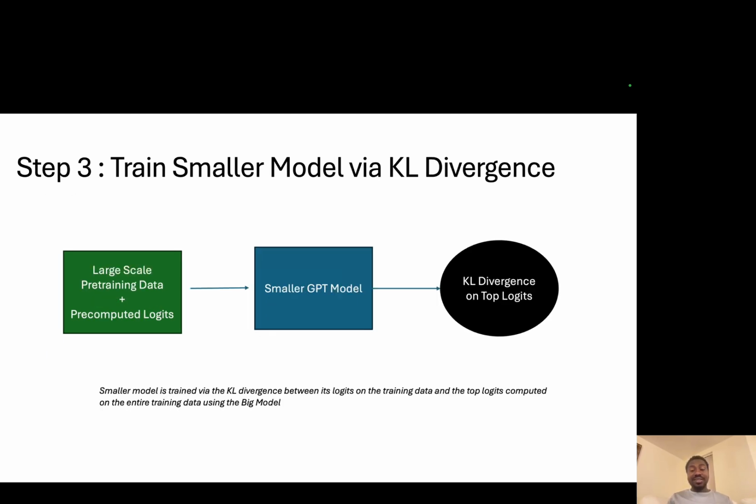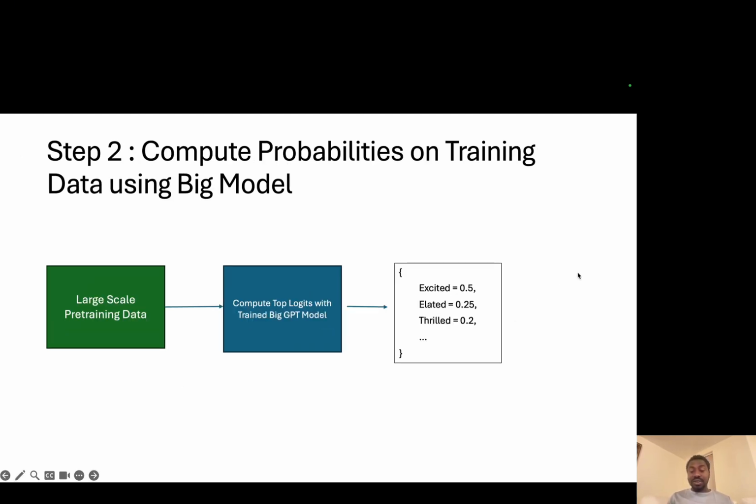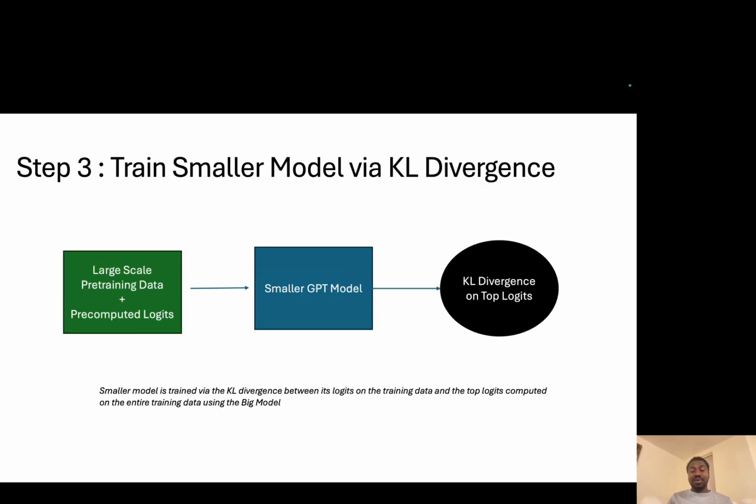And the smaller model is then trained via KL divergence, which is basically taking all that training data plus the pre-computed logits, and using that to train a smaller model that tries to approximate those logits, to behave the same way and have the same logits as the larger model. So we take the logits plus the training data, pass it to the smaller GPT model, and train that via KL divergence. This is where we move away from next word prediction and train the smaller model via KL divergence between its own output and the output of the larger model.